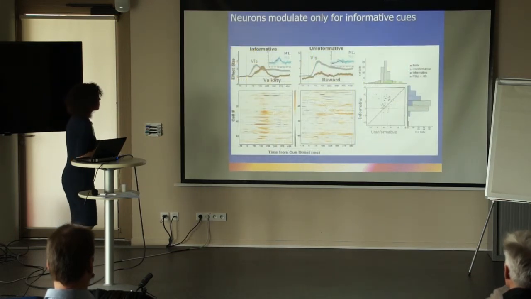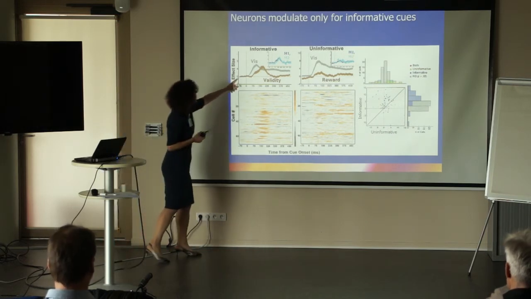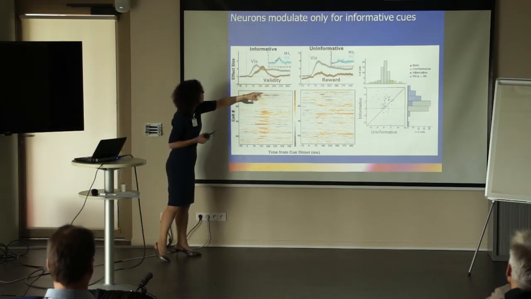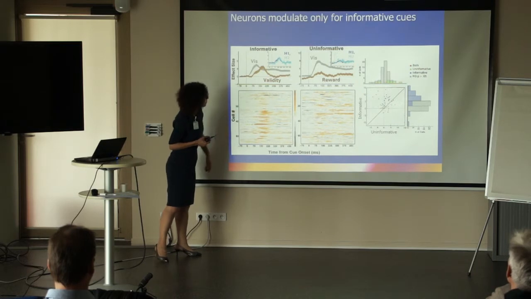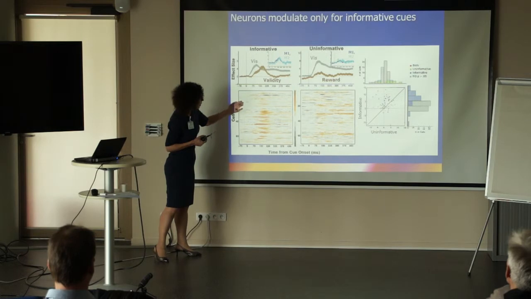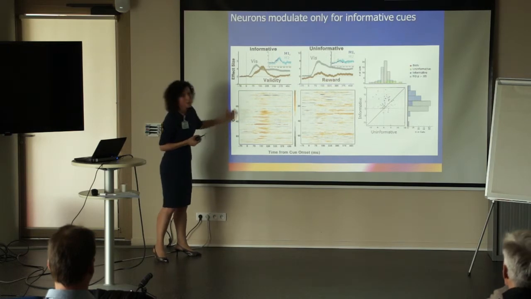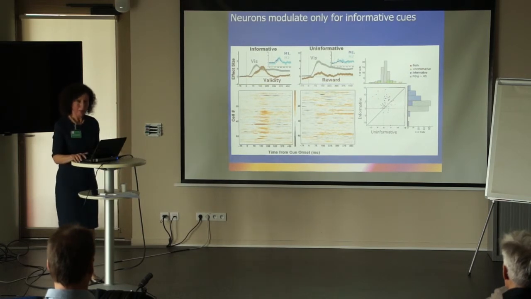If we did a regression model in which we separated out the visual component shown in gray, and then the validity modulation for informative stimuli or the reward modulation for uninformative ones, you can see that very consistently, the modulations are much higher for the informative stimuli.